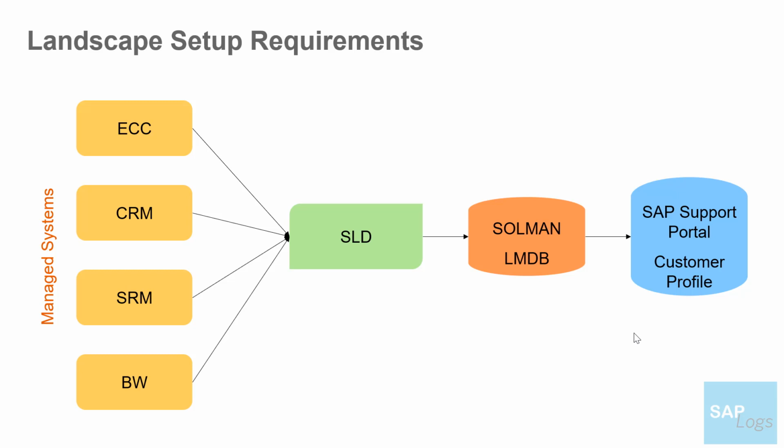So this is the basic landscape setup requirements on a very high level. So all your managed systems need to be registered properly in SLD, and that SLD should be sending information to the Solution Manager's LMDB. Then Solution Manager's LMDB needs to be sending information to the SAP support portal. So Solution Manager also contains SLD, so you can make use of the SLD and LMDB both in the Solution Manager as well, or you can use a centralized SLD, which is usually located in a NetWeaver Java system, which is like a PO system or something like that.